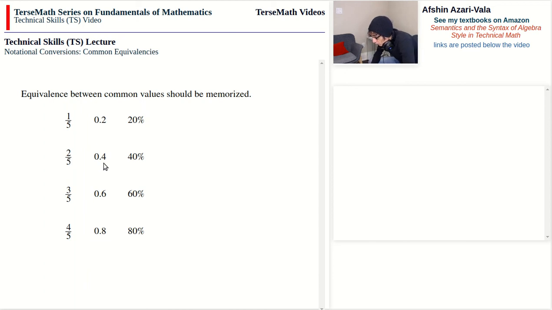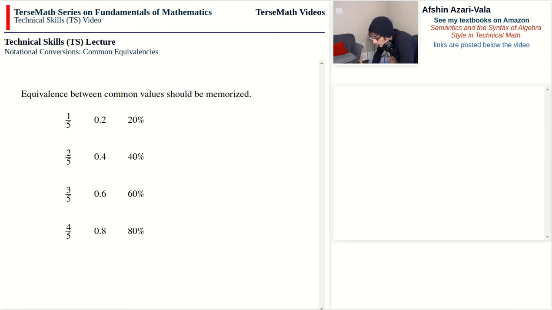2/5 becomes 4/10, or 40%. 3/5, again, if you multiply the top and the bottom by 2, you end up with 6/10, and that's 60%. And 4/5 becomes 8/10, or 80%.